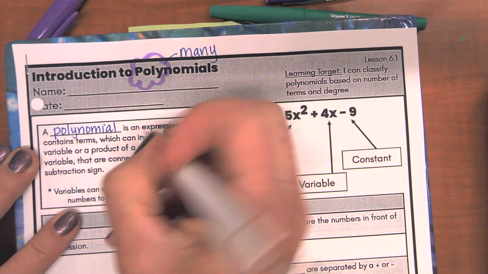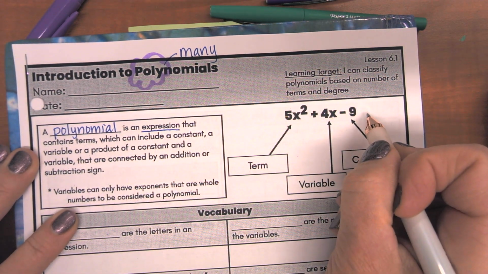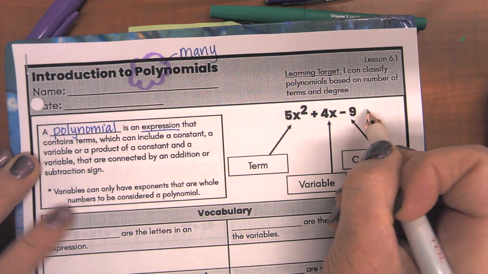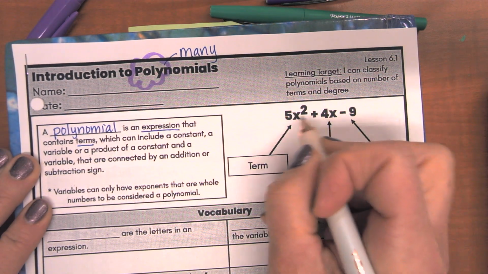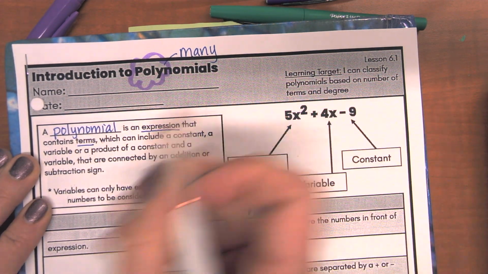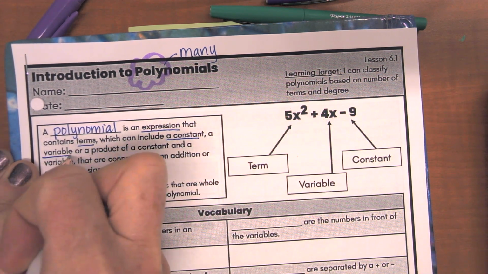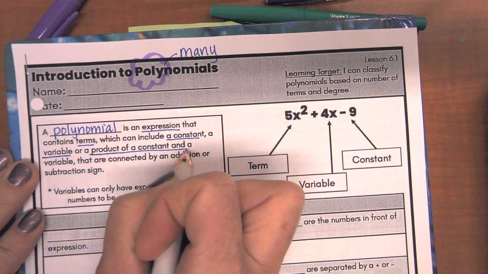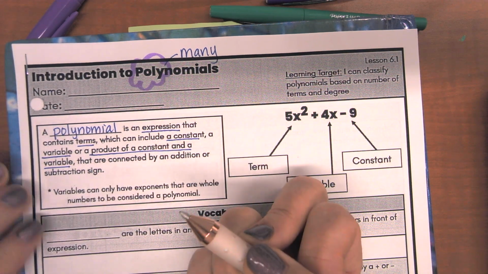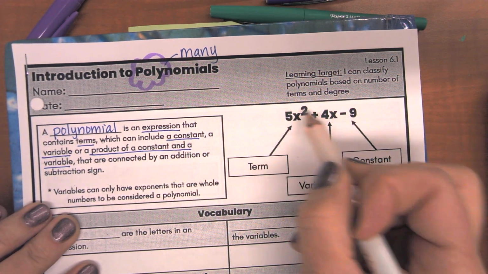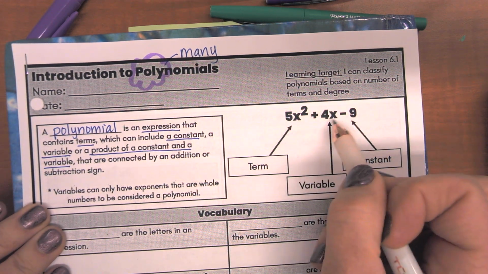So a polynomial is an expression. Now when I say it's an expression, that means there is no equal sign. Notice that is different than equations. Expressions have no equal sign. And it contains terms. Those terms can include a constant, a variable, or a product of a constant and a variable, that are connected by addition or subtraction signs. So what we're going to do is make sure you understand the vocabulary and can name each one of these because we do treat them differently based on what they look like.